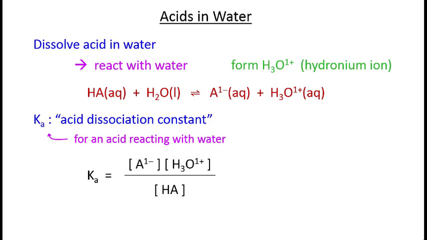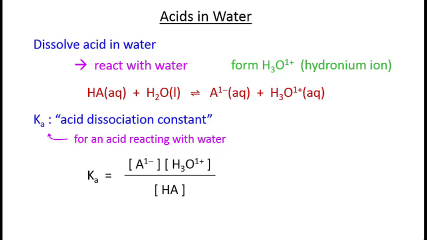Ka equals the concentration of A1- times the concentration of hydronium divided by the concentration of HA. Note that water does not appear in the expression because solids and liquids do not appear in these expressions.